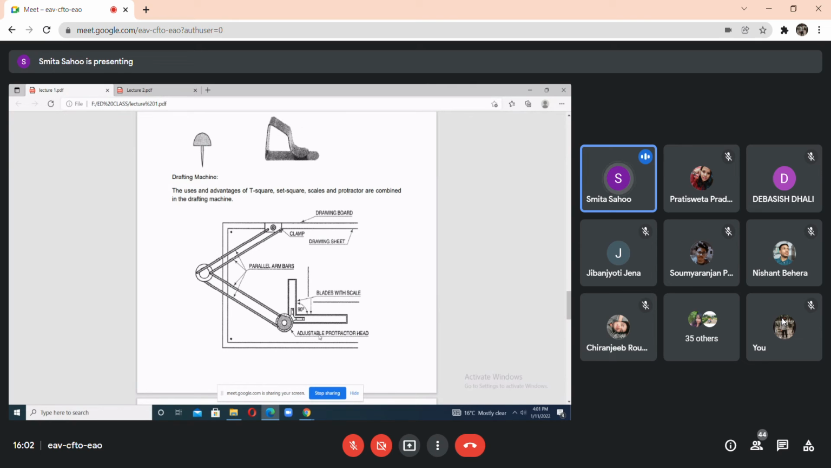Now next, coming to the adjustable protractor head. Here you can see this is a protractor head, and this is the adjustable protractor head. According to the angle we want to put this scale, we can adjust this protractor accordingly, so that we can set it at the defined angle and keep on drawing.